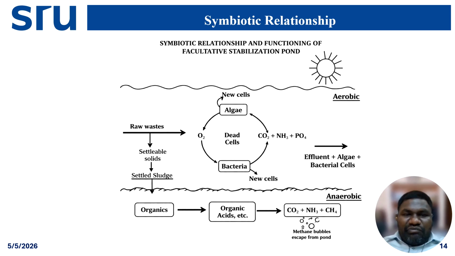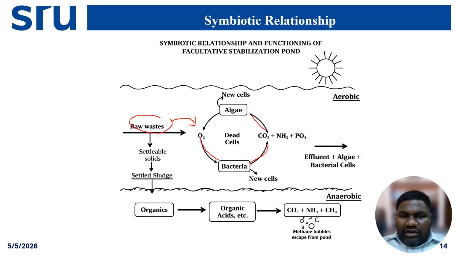This is the pictorial view of the symbiotic relationship. This is the raw wastewater, which we are sending to the facultative pond. Here the top layer will be aerobic and the bottom layer will be anaerobic. During photosynthesis and the formation of new cells, algae release oxygen. That oxygen can be utilized by the bacteria during the formation of new cells or growth. Then bacteria release carbon dioxide, which can be utilized by the algae. This is called a symbiotic relationship.